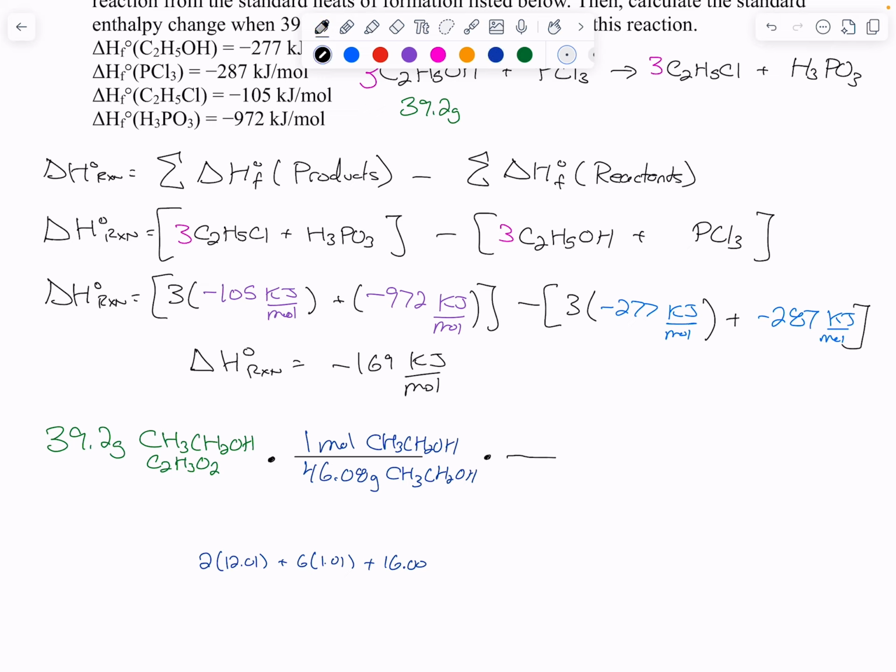And then here's our delta H right here. We have 3 moles of ethanol is negative 169 kilojoules. So if we take our 39.2 times our negative 169, divided by 46.08, divided by 3, I got 47.9 kilojoules.